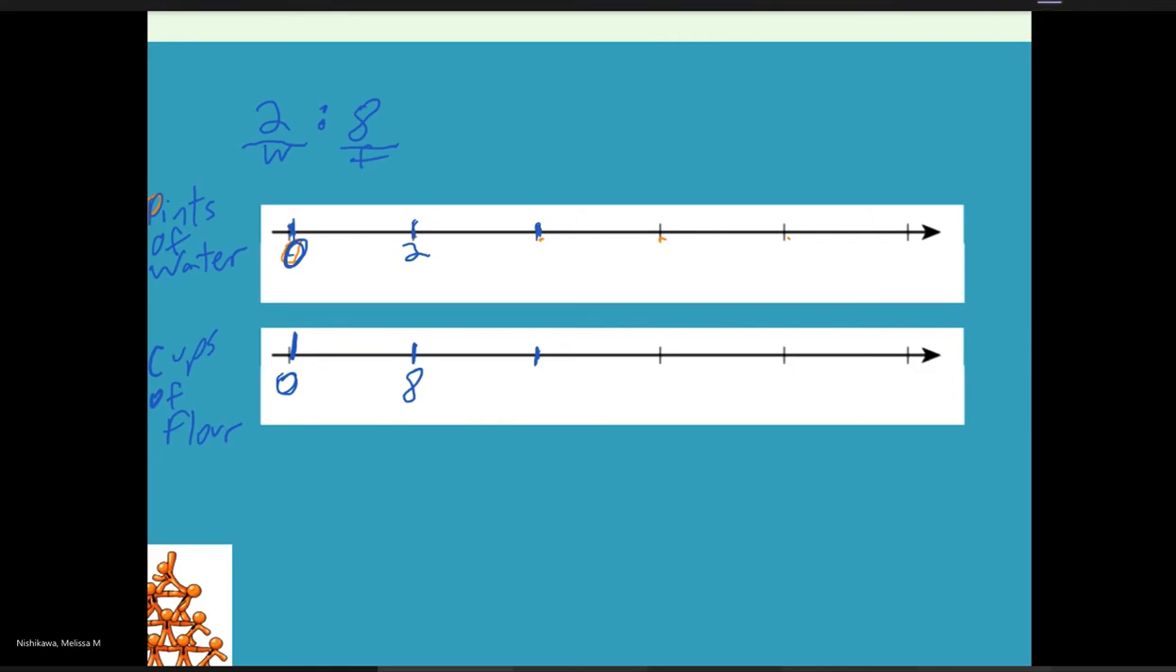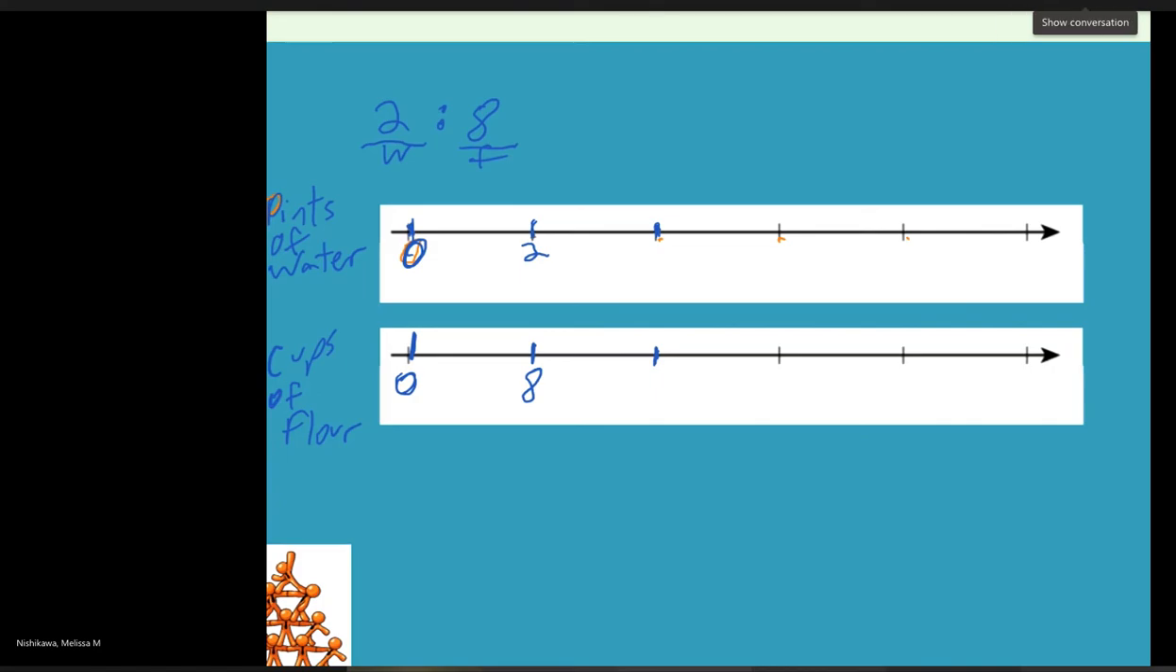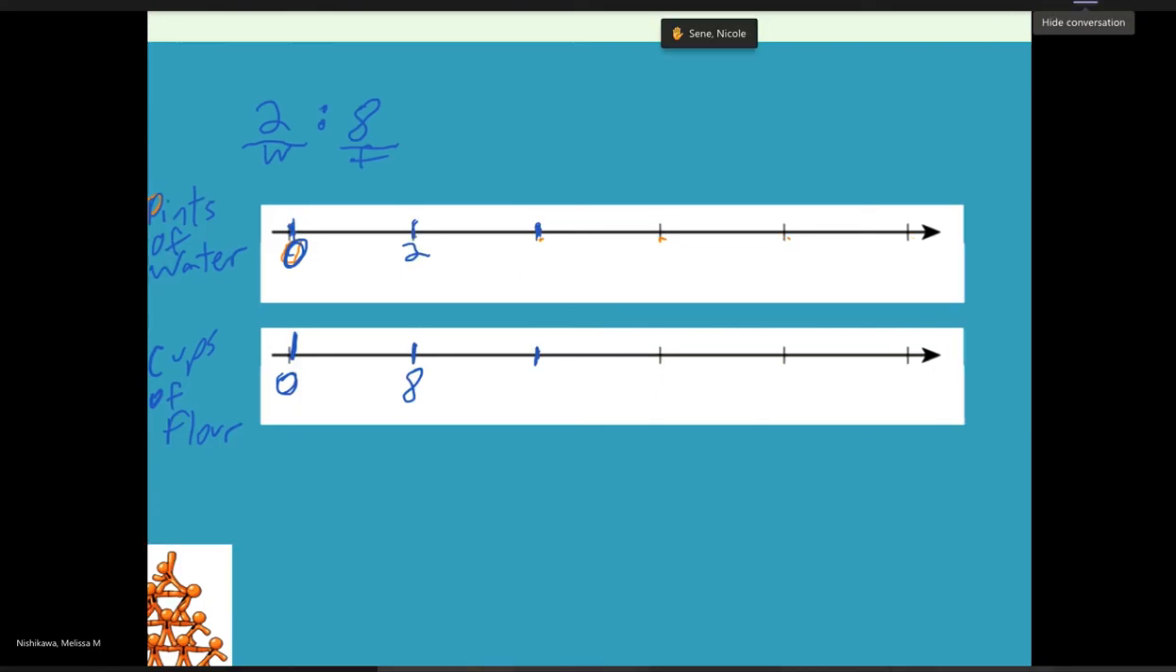Nicole? Correct. It would be 4. So you want to make sure that you're staying with the same unit. So we have 2, 4, then we would have 6, 8, and 10. So now on your number line, on your paper, I want you to finish the cups of flour. So now we have 8. I'll help you. This next one would be 16. Then I want you to finish these 3.